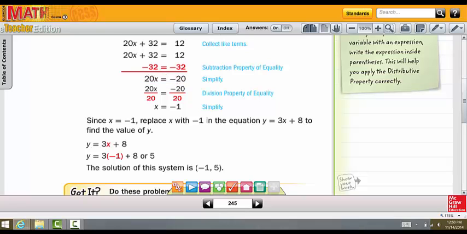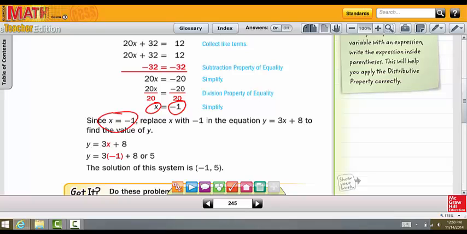So we're going to solve that, and obviously what we need to do is divide both sides by 20. It's right here. 20x divided by 20 is x, and negative 20 divided by positive 20 is negative 1. So we have a solution of x equals negative 1.